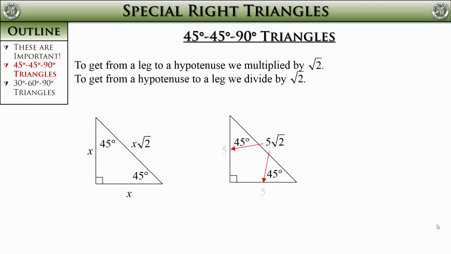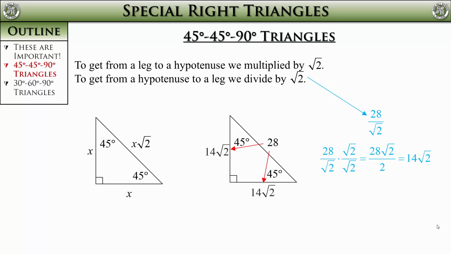That should be trivial. It gets a tiny bit harder if the hypotenuse is not something root 2, but not by much. Here we are starting with the hypotenuse again, so we need to get to a leg. So we divide by root 2. By doing that, we get 28 over root 2. Now we need to rationalize the denominator, which gives 14 root 2, which is the answer we were looking for.